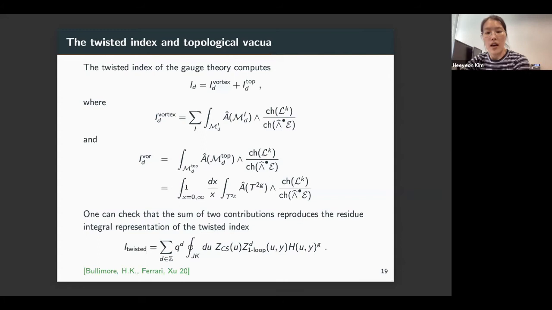And in fact, if you evaluate the sum of the two contributions, you can check that this reproduces the residue integral representation of the twisted indices. In particular, in the presence of non-zero effective Chern-Simons level, you can check that this JK residue integral prescription in fact includes the contribution from the residue at x equals infinity here. So we again precisely reproduce the computation from the path integral in this case as well.